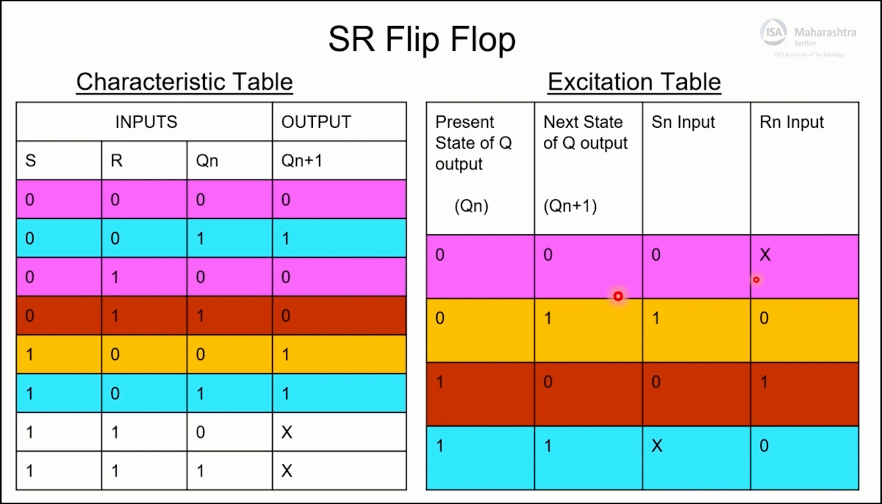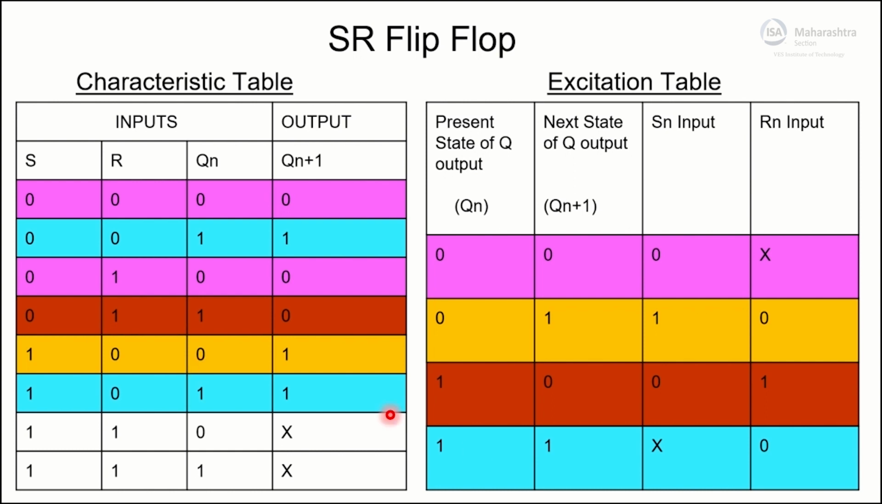Let's understand another row highlighted in orange in the excitation table. When Q changes from 0 to 1, meaning it sets the flip-flop, it only happens when S equal to 1 and R equal to 0. So we write that. Next row highlighted in brown. When Q changes from 1 to 0, meaning it resets the flip-flop, this also happens only when S equal to 0 and R equal to 1. You can refer to the characteristic table.